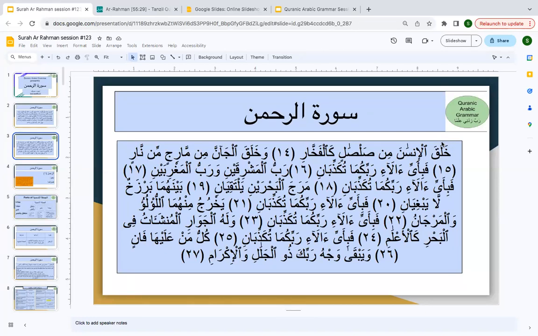What is kalfakhar? Give me jar wal majroor. Jar wal majroor, very well done. Okay, now when I see a common ism, I must stop. Stop. I will make a stop here.